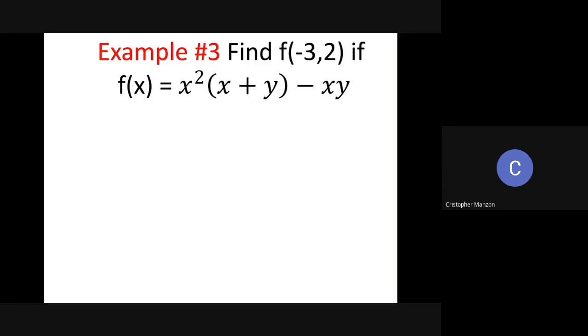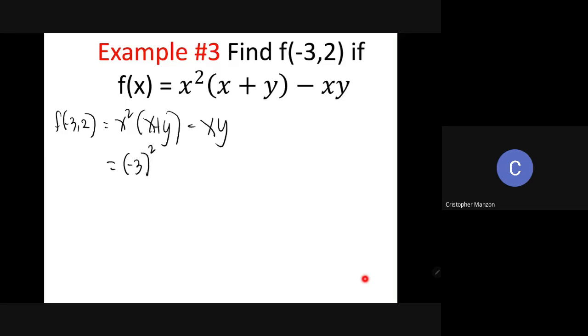Now, the f of negative 3, 2 there is an ordered pair. So we have our x is negative 3 and our y there is 2. So x squared multiplied by x plus y minus xy. So our x is negative 3 squared. And then x is negative 3 plus 2 minus our x is again negative 3 and our y is 2.